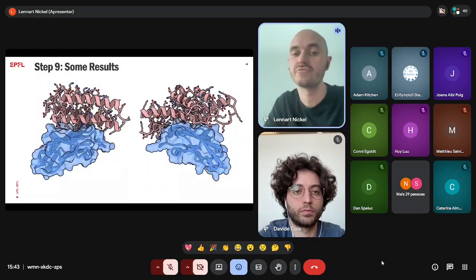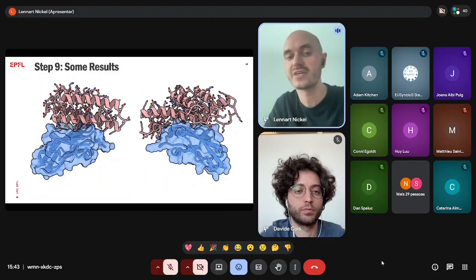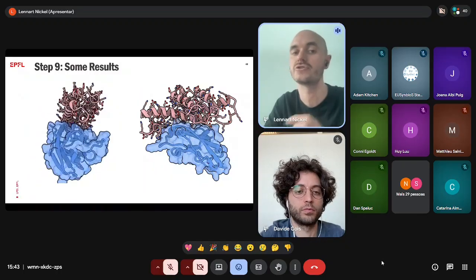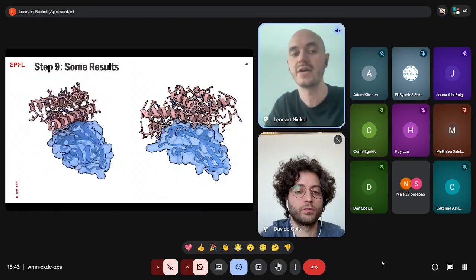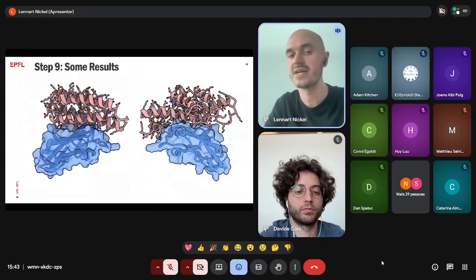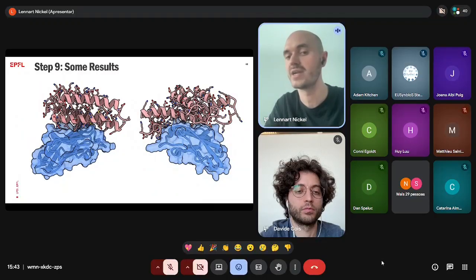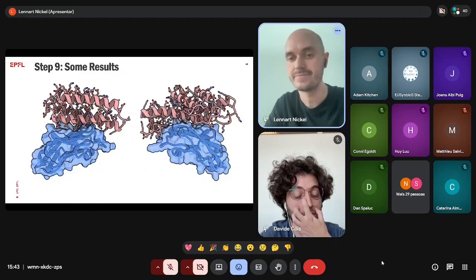And if we now look at some of the results with this loss function, we can actually see that now our termini are close together. For example, in this design, they are very nicely together, so we can just plug and play them into our AAV.